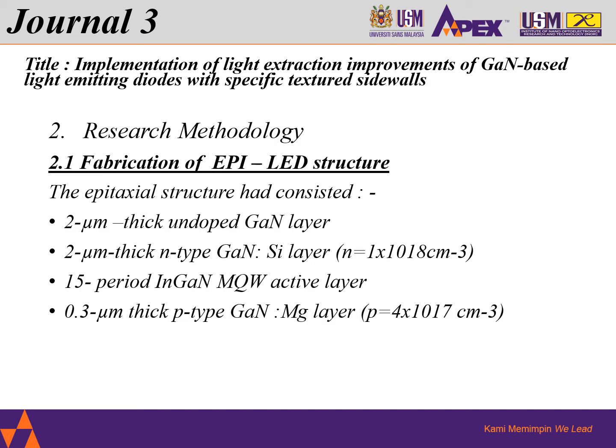Here is the fabrication of the epitaxial structure for this device in Journal 3. The structure has been grown with a 2 micron thickness undoped GaN layer, a 2 micron thickness N-type GaN silicon layer with N equal to 10 power 18 per centimeter cubed, 15 periods of InGaN multiple quantum well active layer, and a 0.3 micron thickness P-type GaN magnesium layer with P equal to 10 power 17 per centimeter cubed.